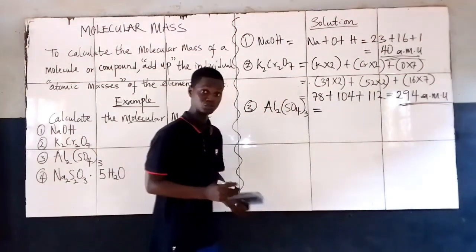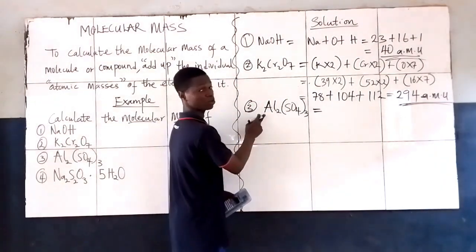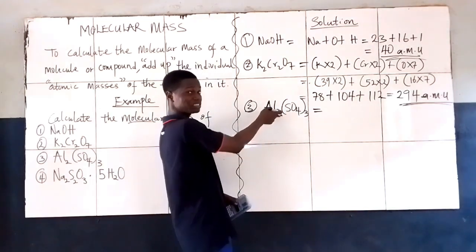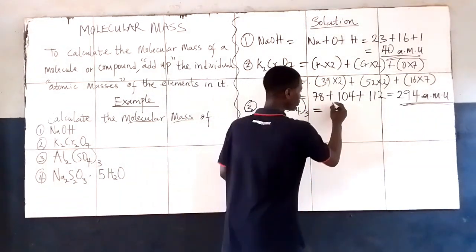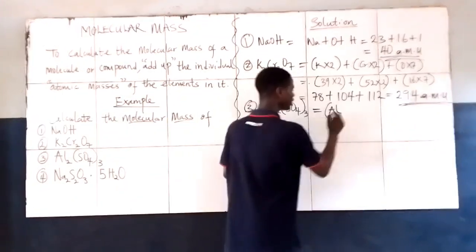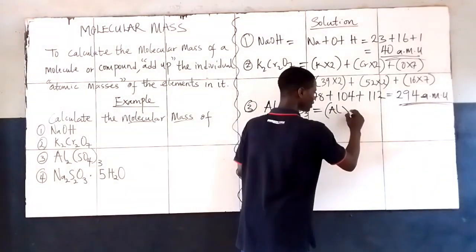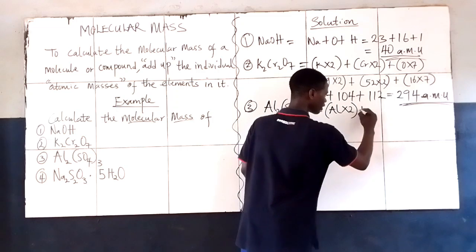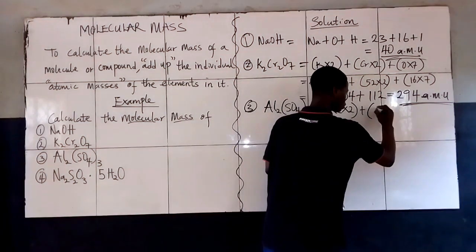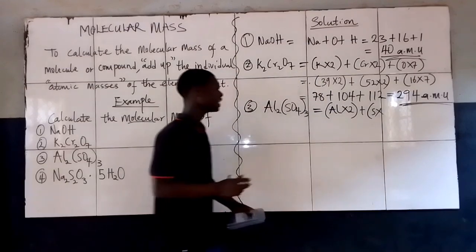Equals to, let's expand together. How many aluminium atoms do you have? 2, because the 2 comes immediately after it. So you come here and write, what's the first element? Aluminium. How many atoms of it? 2. So you say times 2. Then you cover the bracket. Plus, what's the next element? Sulfur.